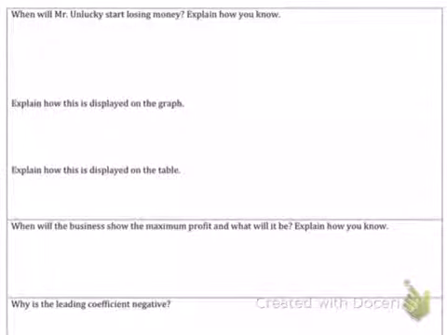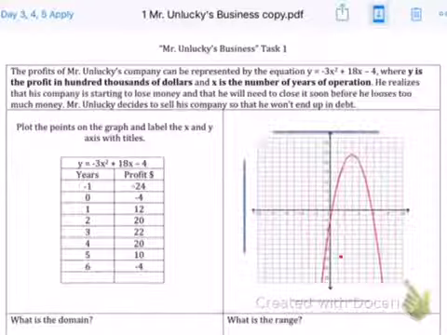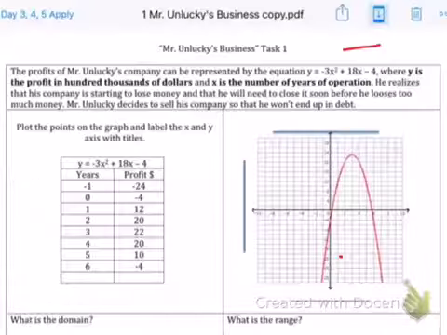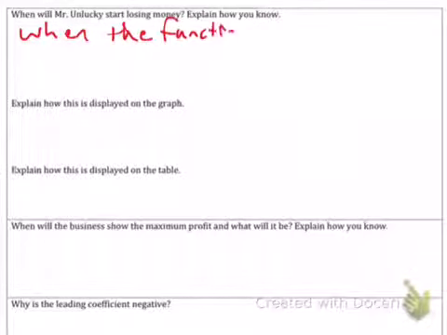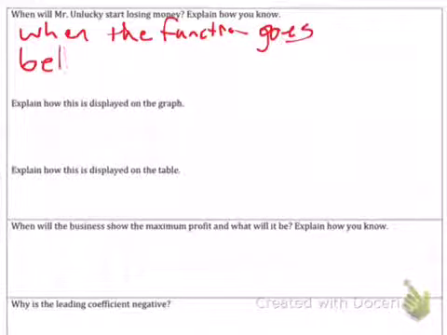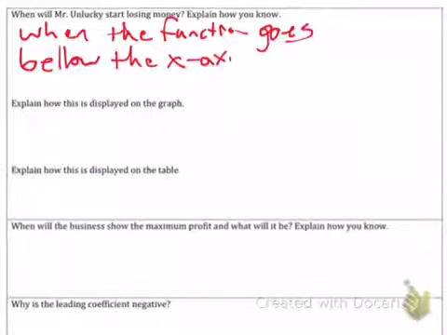Mr. Unlucky started losing money. Explain how this is how you know. So he'll start losing money when the function goes below the x-axis.